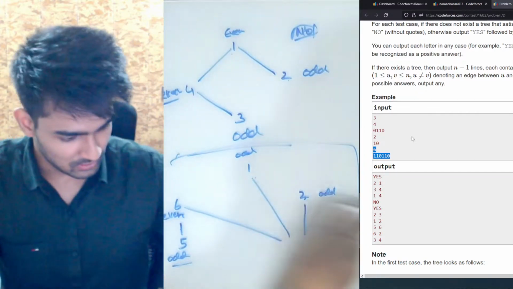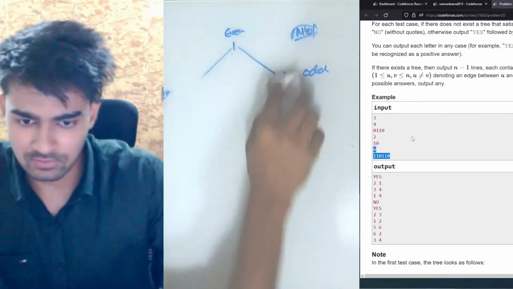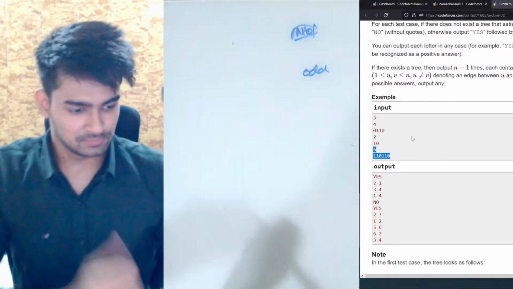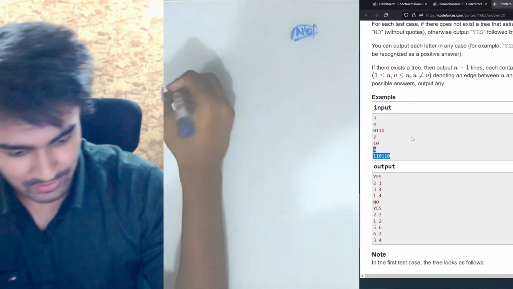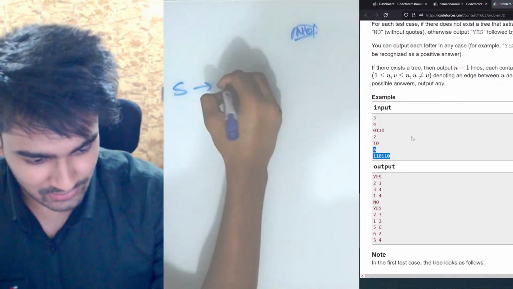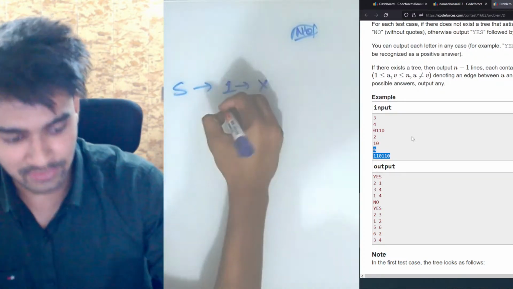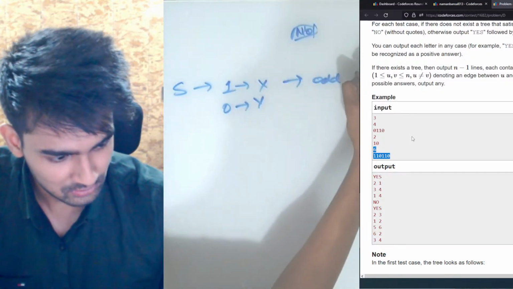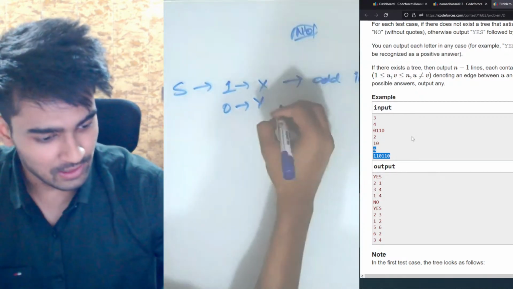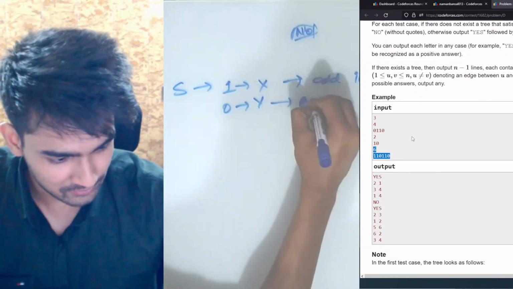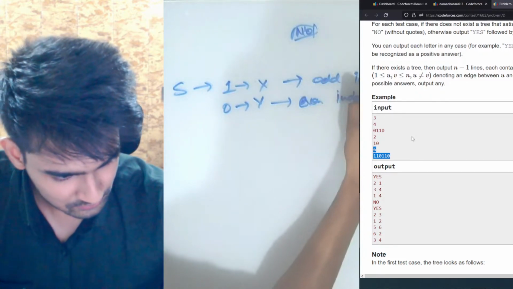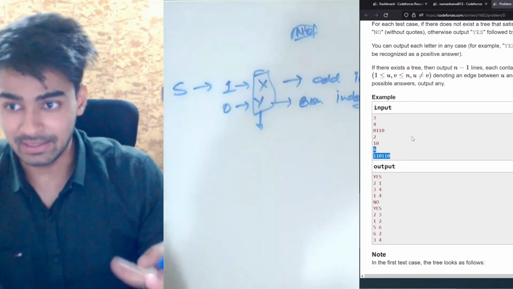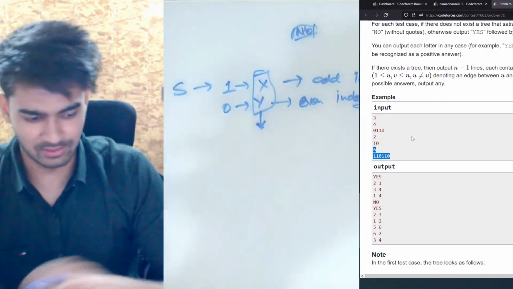Let's take this string, and let's say the number of ones we have is x and the number of zeros we have is y. This 1 is nothing but odd degree, and this 0 is nothing but even degree. Using this, let's calculate the complete degree count of the complete graph or tree.